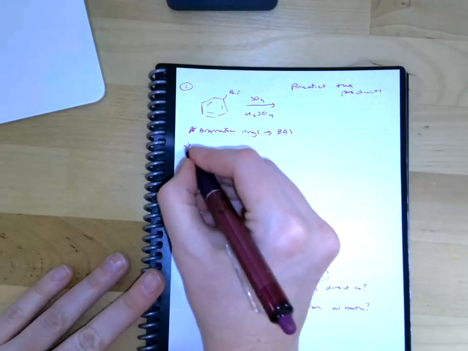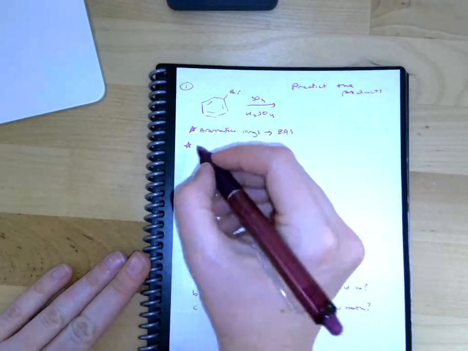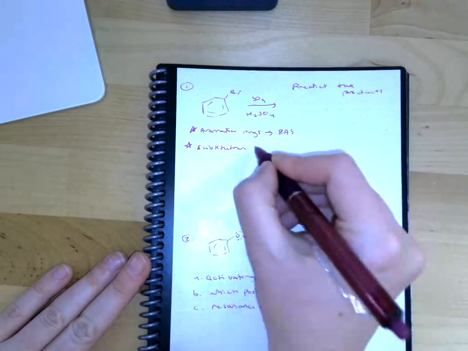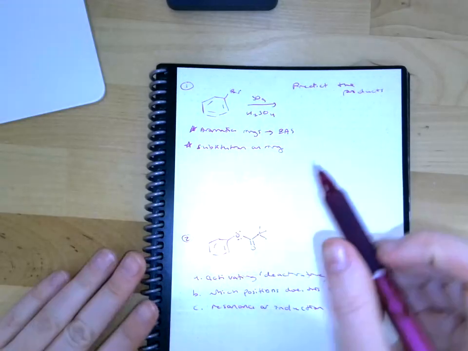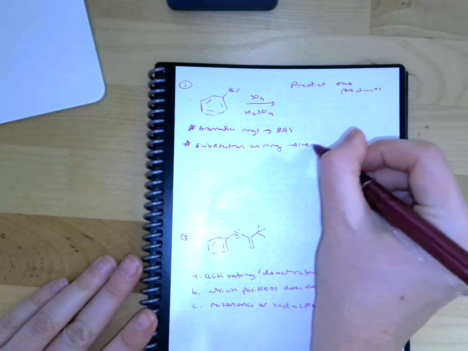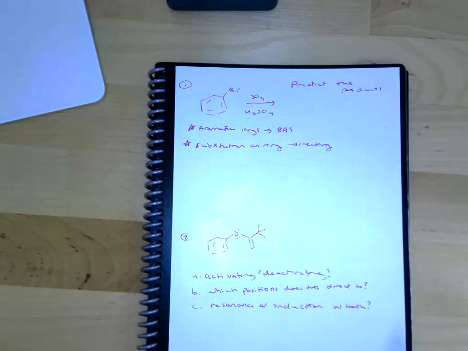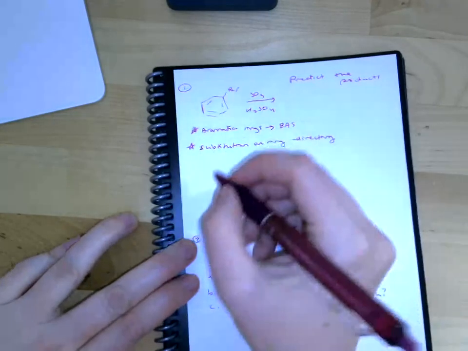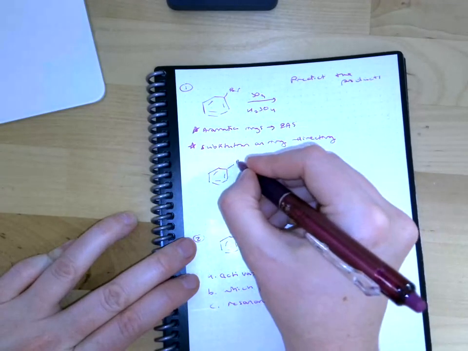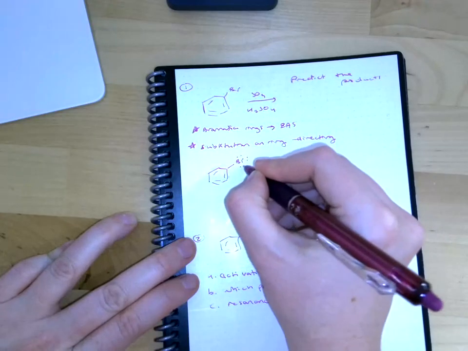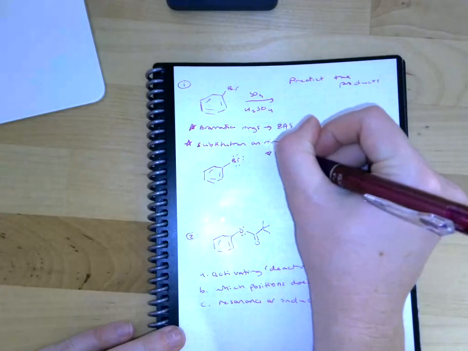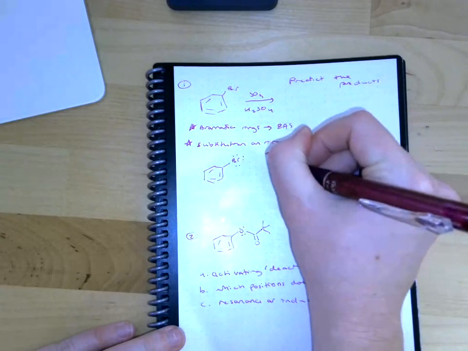And then the next thing I'm looking at here is there's already a substitution on the ring. Because there's already a substitution on the ring, that means I have to think about directing effects. Like, is this going to go ortho, meta, or para? So when I look at bromine and I'm trying to decide, is this going to do ortho, meta, or para? I look at two things. I look at resonance and induction.